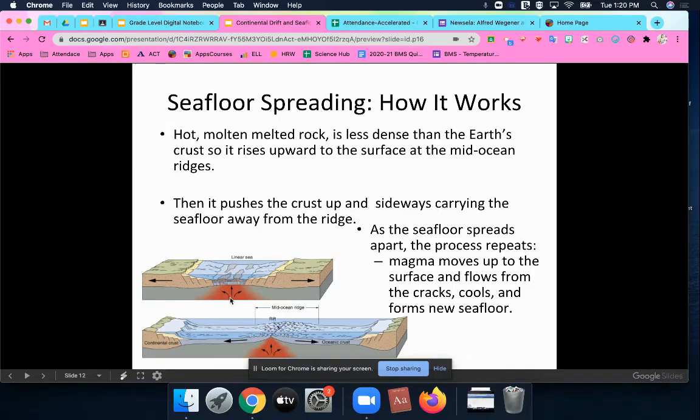So that's what this picture is showing right here. It comes up, cools off, goes sideways. As the seafloor spreads apart, the process repeats. It's just kind of like a conveyor belt. It's continuous. The magma moves up to the surface, flows from the crack, cools, forms new seafloor.